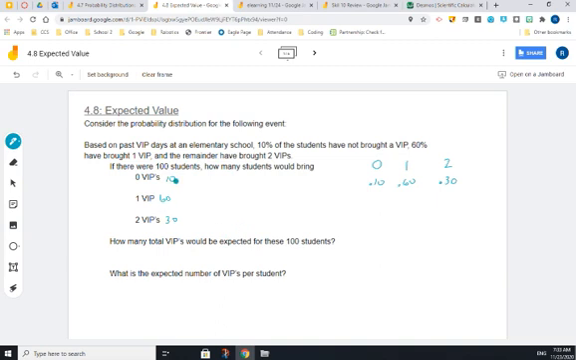So in general, how many VIPs would we expect from these 100 students? Well, we would add them up. We've got 10 that brought 0, so that would be a total of 0. Okay, we've got 60 that brought 1, so that would be a total of 60. And then we've got 30 that brought 2, so that would also be a total of 60. So we've got a total of 120 VIPs here at the school for 100 students.